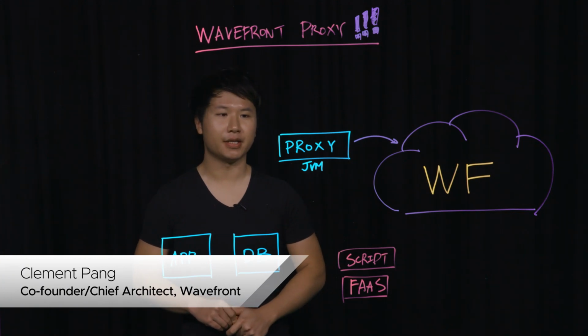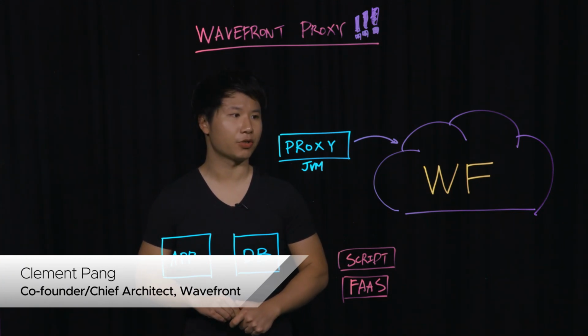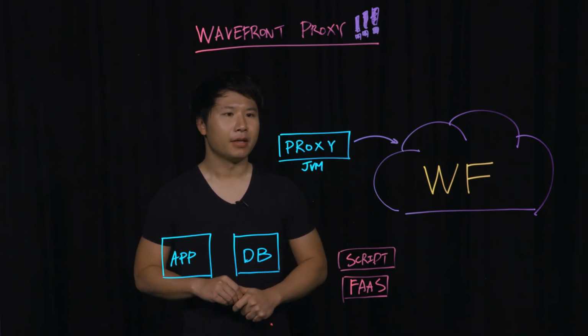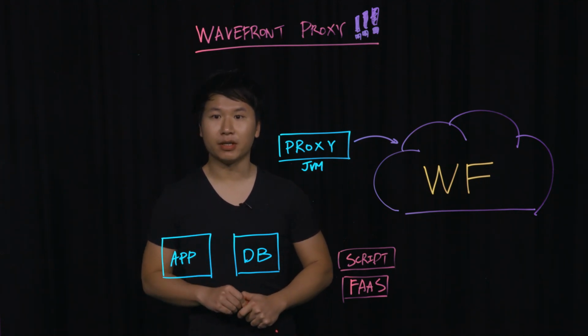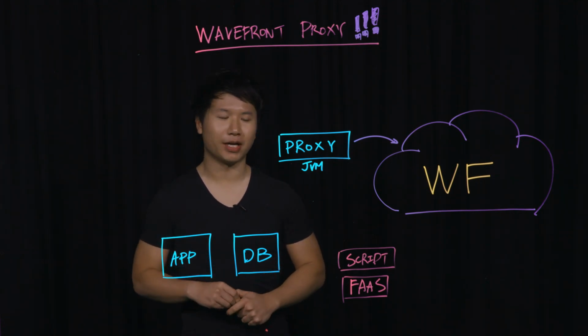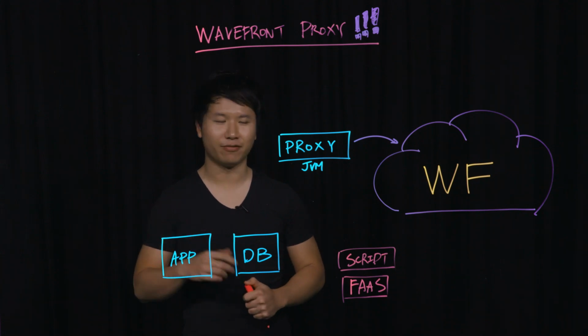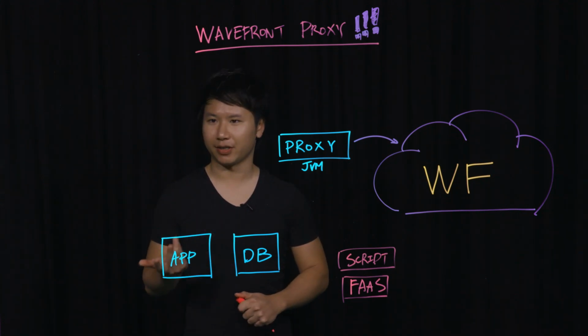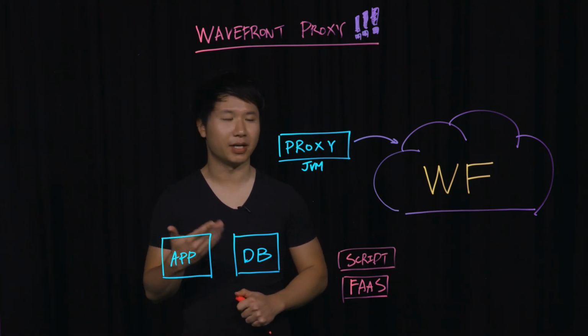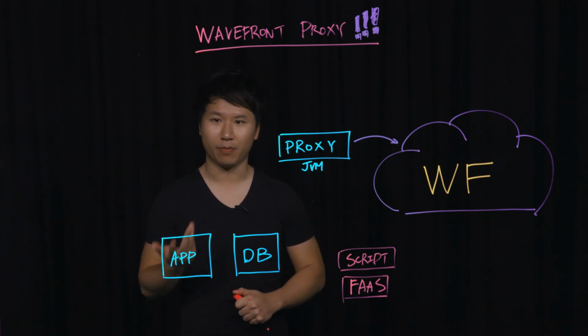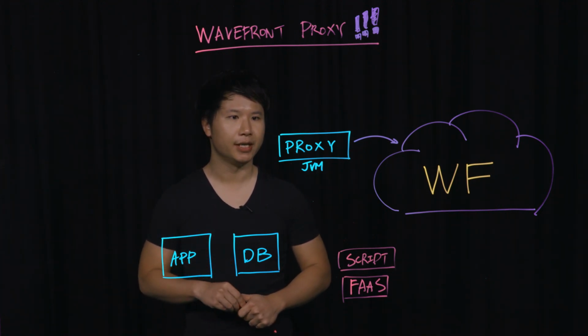Now, the Wavefront Proxy is an important part of the monitoring story that is Wavefront. The proxy is a piece of software written in Java that is open source, and you can actually download it from GitHub. We also have binaries for various kinds of Linux distributions, and it can also run on your Mac laptop or your Windows machines.